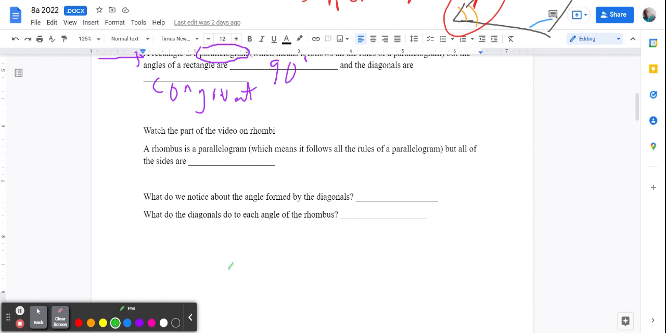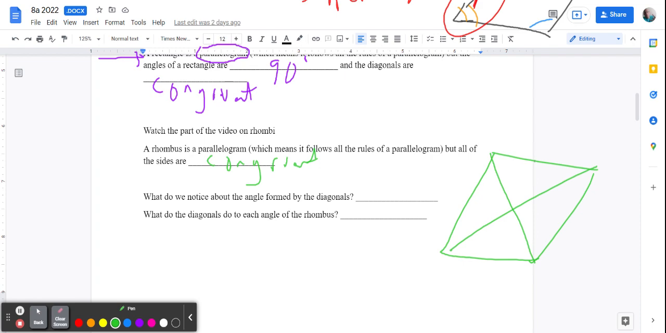Last thing, a rhombus is a parallelogram. So again, it fits the rules of a parallelogram, but all the sides are congruent. Now the diagonals. If we have a rhombus here, let me just draw it up. This side, this side, this side, this side are all equal. The angle at the diagonals is 90 degrees. So the diagonals are going to be perpendicular to each other.